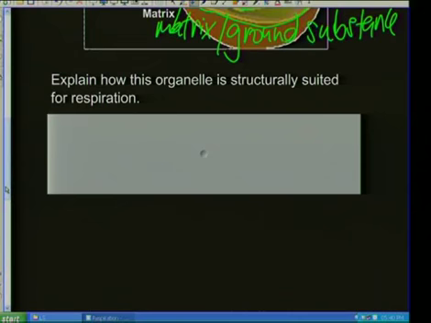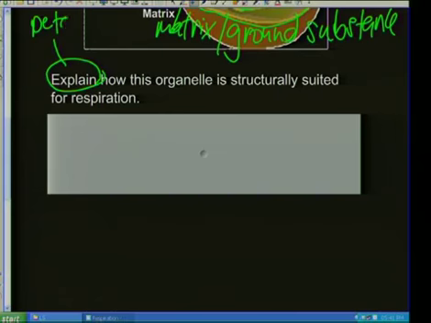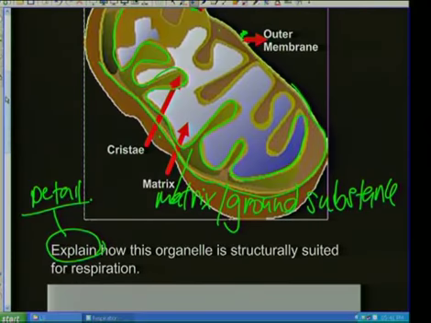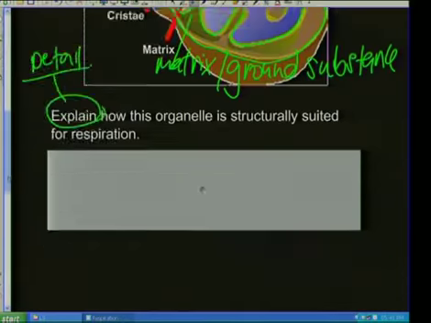Now, let's first analyze the whole thing. Explain is a verb. And when they use the word explain, they mean you must go into detail. You must have some explanation into it. You need some elaboration in this. So how is this organelle structurally suited for this? For this, we must look at the structure. We must consider in our mind the function, and we must be able to marry these two things, the structure to the function. And let's look at that.